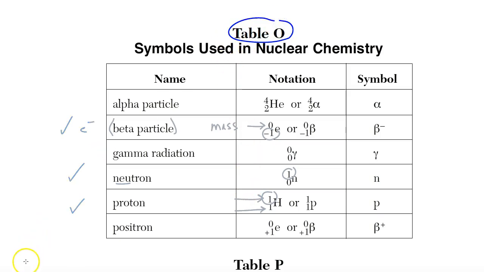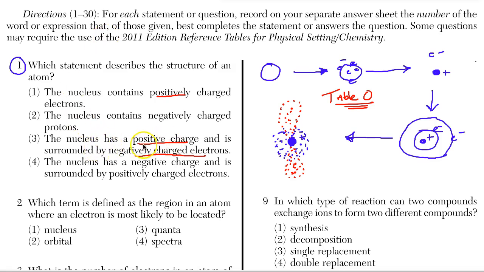So back to question 1. All right, so we've got a nucleus that's positive because of the protons that are in the nucleus and surrounded by negatively charged electrons, choice 3.